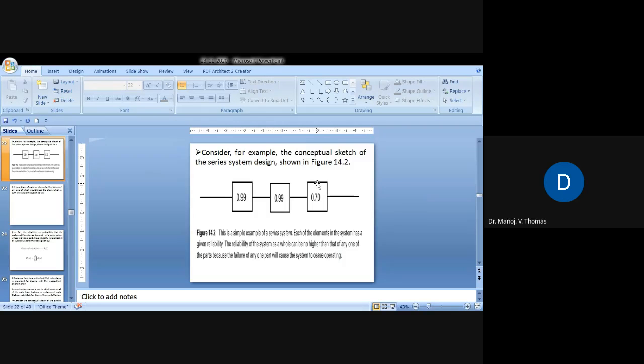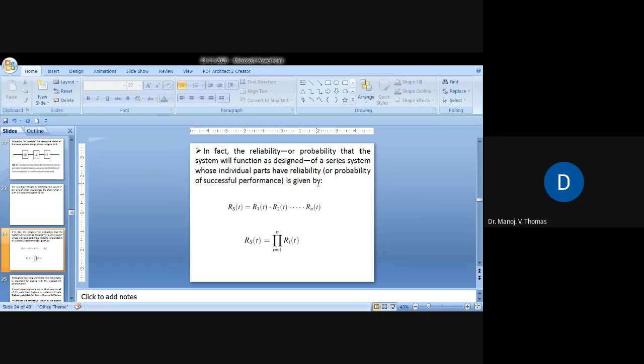So the reliability of the entire system will be the product of that. So the product of the first, second and third, that is Rs(t) is equal to R1(t) into R2(t) into Rn(t). N means how many parts are there. This is the speciality of a serial system. The reliability of a serial system, with the individual parts connected in a serial manner, is the product of the individual reliabilities.